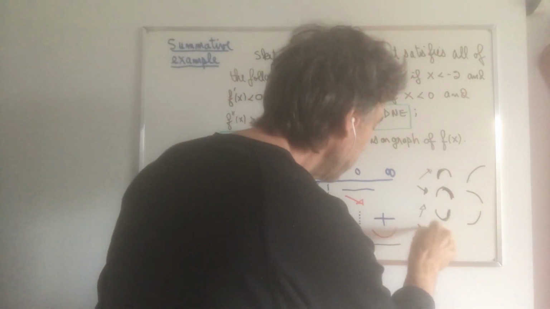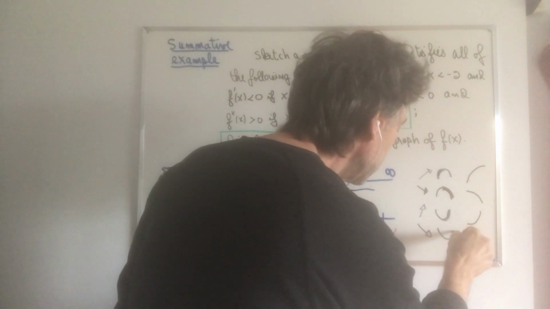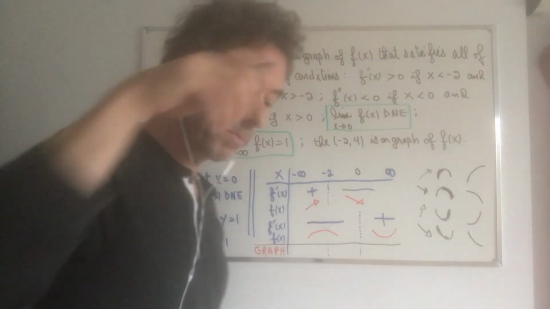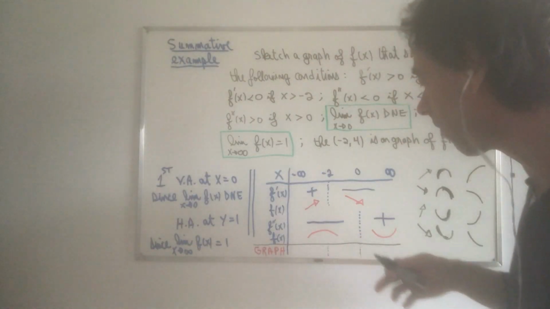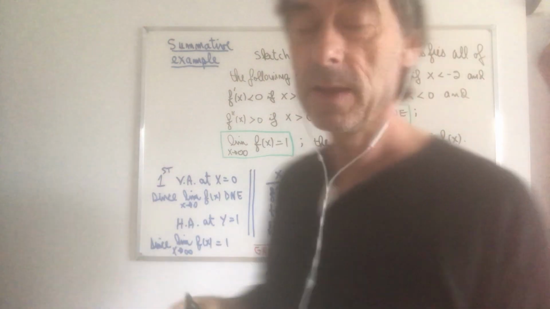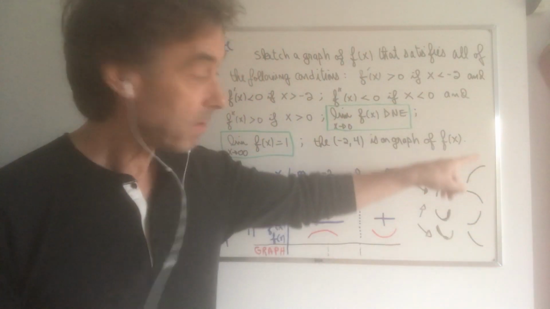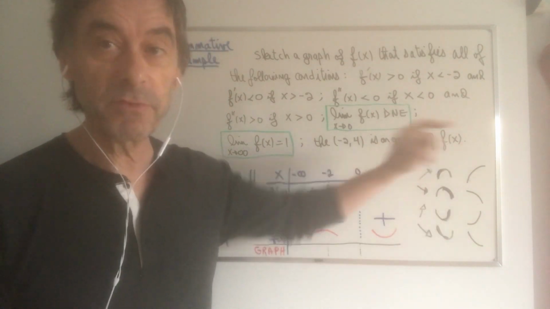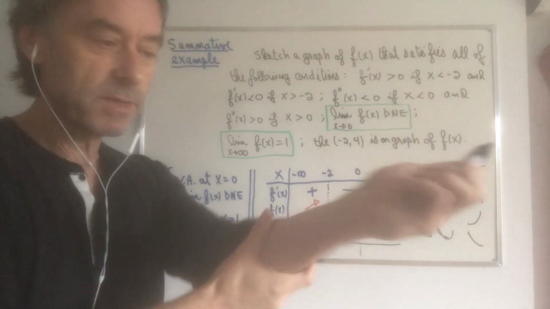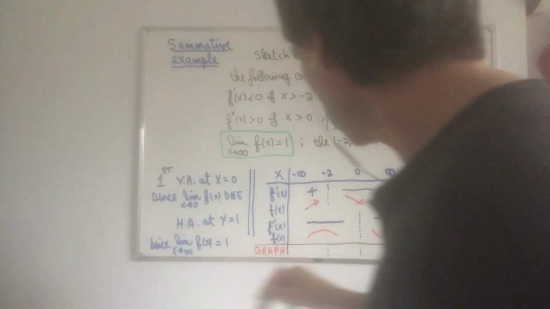Finally, if I'm decreasing and concave up, I will have to look like this. Now, please notice that all of these four shapes are very different from one another, right? They represent a particular format for the graph. So let us take a look at this here.